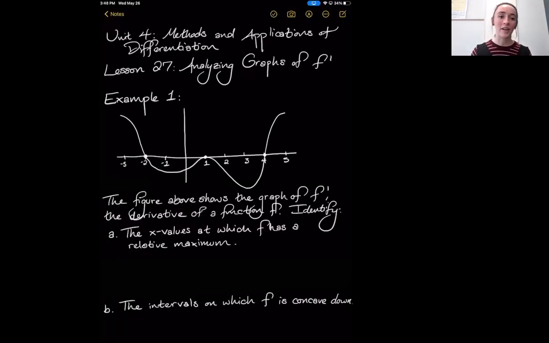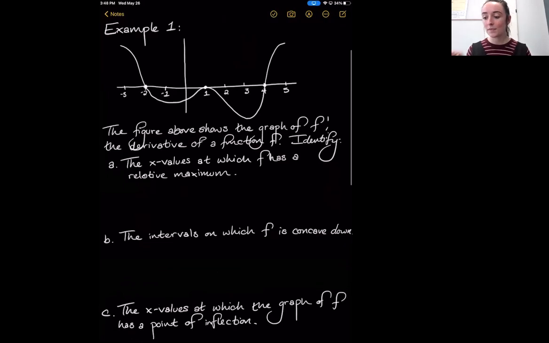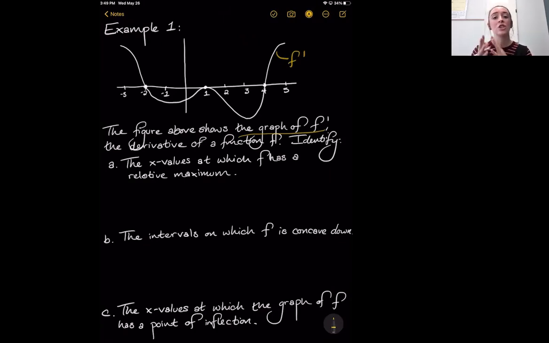All right, let's take a look at example number 1. I have a little sketch of the graph that is in your notes. So this graph shows us the graph of f prime, which is the derivative of some function f. We don't know exactly what f is. We're just given information about f prime in the form of this graph. So we're going to use this graph to identify a couple of things.